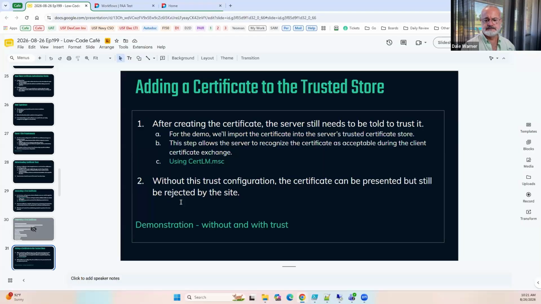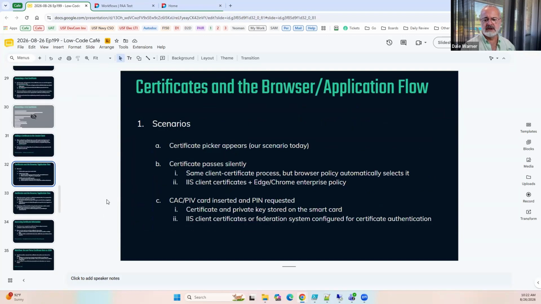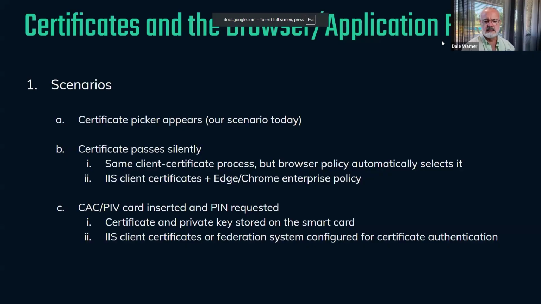All right. So we've got it trusted. And so let's talk about some scenarios. The scenario that we're using today is where the certificate picker appears within the browser, but it can be set up so that the certificate passes silently. You can set up a browser policy or an enterprise level policy to automatically do it, so that somebody opens the browser and it picks the right one and sends it along. So that's a scenario.